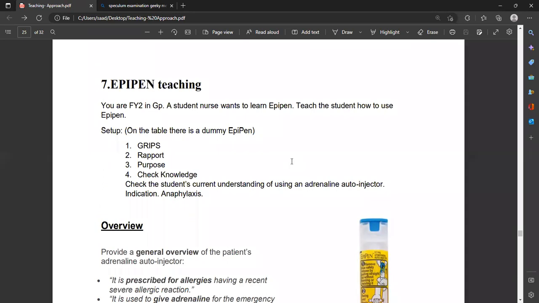So now this is coming in teaching scenarios. Previously, it was coming like this: explain this EpiPen and how to use it to the patient. But now it's coming in teaching scenarios as well. So we opt for it. We will see how we can teach a student how to use EpiPen and how to inform the patient how to use it. So let's see.